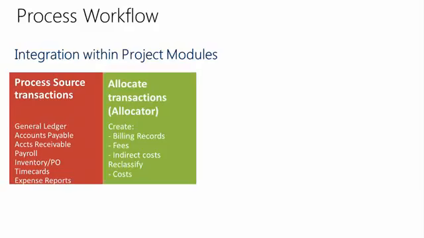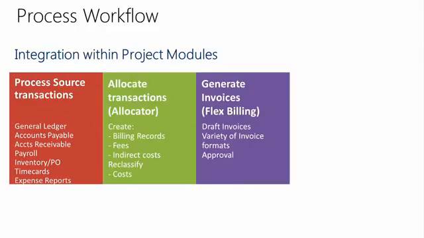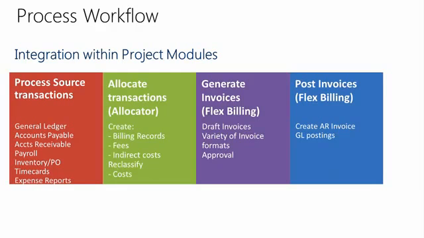Once it's processed in those original modules, then many times we want to allocate or bill the data. So we need to create transactions from those costs to generate billing records. Specifically, we can get fees, indirect costs, as well as reclassify costs in the Allocator module. Once we've created transactions in Allocator, we can also generate invoice lines, and these invoice lines will be handled through the Flexible Billings module. Once the draft invoice has been created, we will post the invoice and create a record in Accounts Receivable and General Ledger.